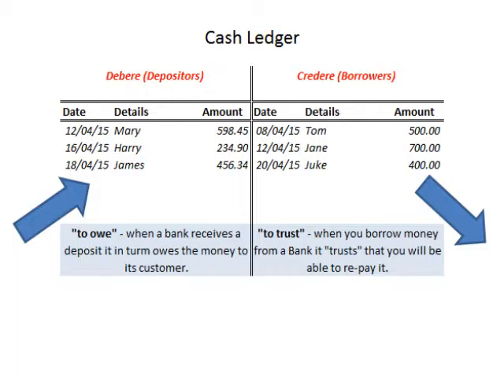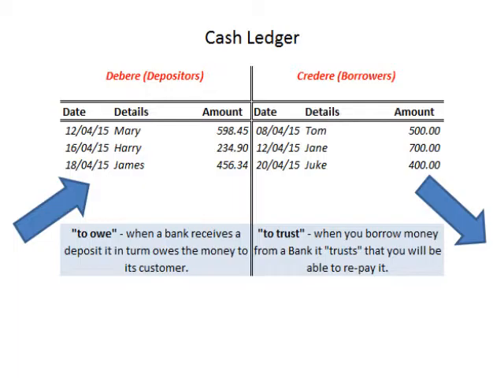The moneylenders introduced him to their cash ledger. The cash ledger had two sides to it. One of those sides had the word debere on it, which was for the depositors, and the other side credere on it, which was for the borrowers. So it was a matter of, some people would deposit money with the money lender, who would then on-lend it to other borrowers.